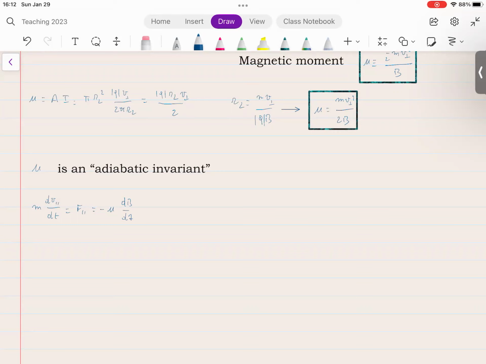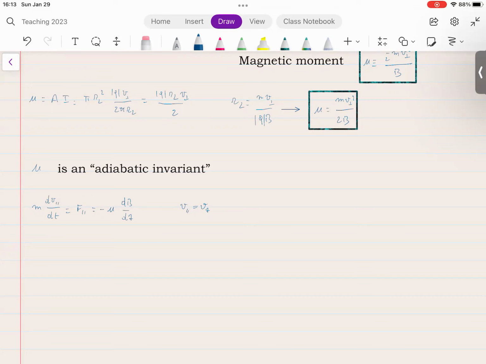Then I can multiply both sides by v parallel. And here I'm going to assume that I'm going to write v parallel and vz interchangeably, but that may not quite be the case if the gradient is strong.